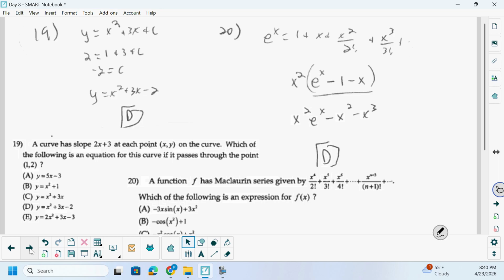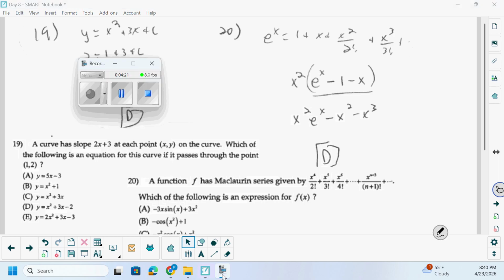So our slope is 2x plus 3. That means dy dx is 2x plus 3. So do the antiderivative and then sub in your point of (1, 2) to solve for c, and you get the equation x squared plus 3x minus 2.